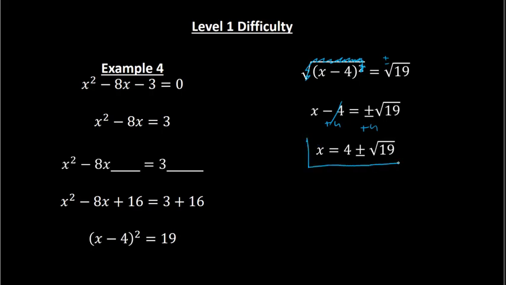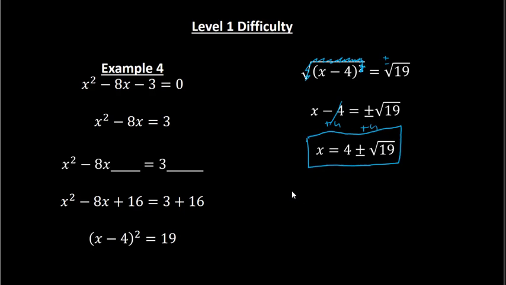So this here is your final answer. And if you wanted to use your calculator to get a decimal answer, you could do that as well. Just remember, you would have two different answers. One is 4 plus the square root of 19, and the other is 4 minus the square root of 19.